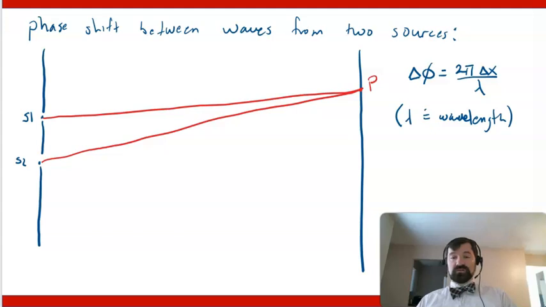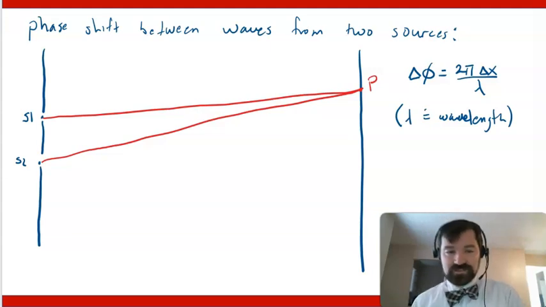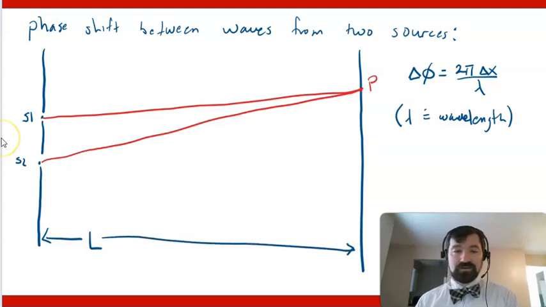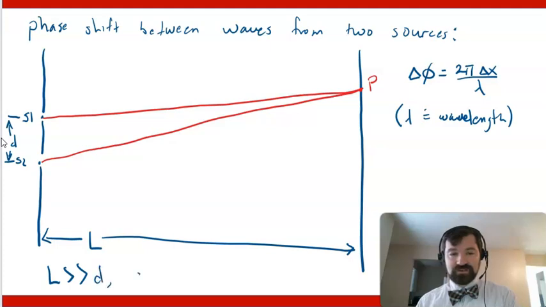And what we're going to do here is make an approximation. Okay? Imagine that this distance right here, we'll call it L, between the slit screen and the screen that you're projecting onto, is very large compared to the distance D between the two slits. And D, of course, in turn is quite large compared to lambda. So L is many times greater than D. D obviously has to be greater than lambda. How many times greater than D should L be?